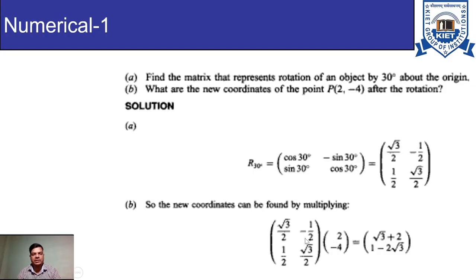So you can see here we are multiplying these two matrices. The first matrix is the rotation matrix and the second matrix is the object matrix, and multiplying these two matrices we get the final answer as root 3 plus 2 and 1 minus 2 root 3. That means after rotating the point P (2, minus 4) by an angle of 30°, the new coordinates become root 3 plus 2 and 1 minus 2 root 3.